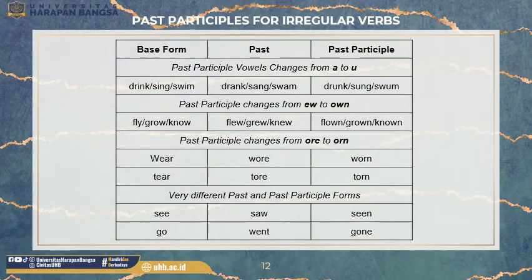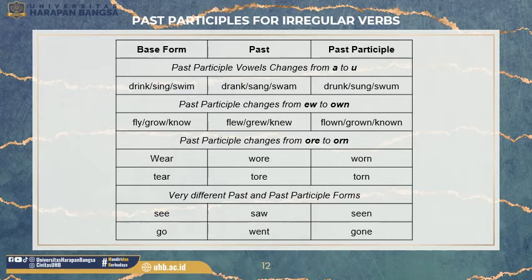Continue next. We also have past participle vowels changes from a to u. Kita juga punya past participle di mana bunyi vokalnya berubah dari a menjadi u. Oke. Misalnya ada kata drink, sing, dan swim. Untuk bentuk pastnya, drink menjadi drank, past participle-nya jadi drunk. Jadi ada huruf vokal a di bentuk past menjadi u di past participle.